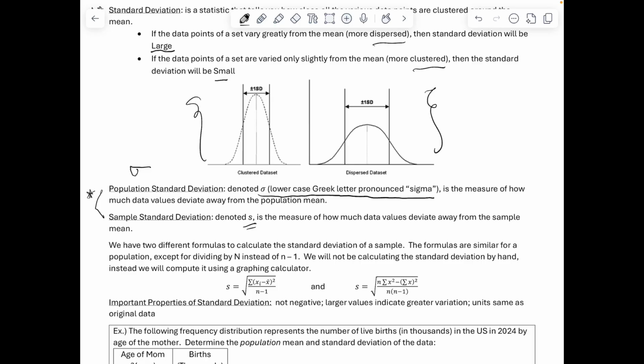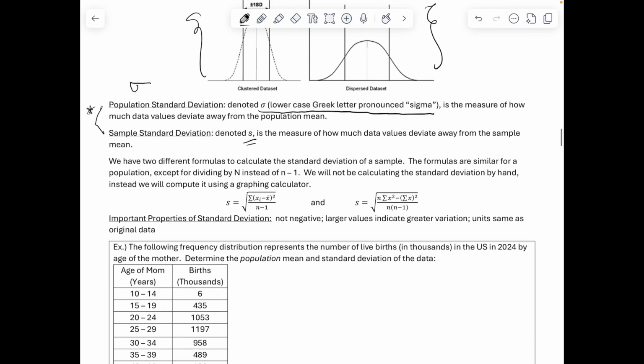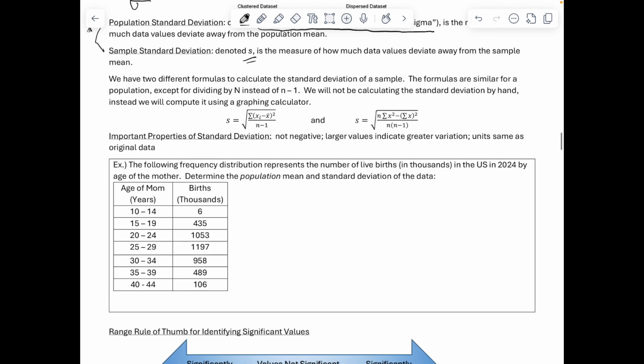We have 2 different formulas to calculate standard deviation of a sample. The formulas are similar for a population except for dividing by n instead of n-1. We will not be calculating the standard deviation by hand, so in this course you should not be calculating this by hand. Instead, we'll be computing it using our graphing calculator. So the next thing that we have says important properties about standard deviation. It's not negative. Large values indicate greater variation, and units are the same as the original data.